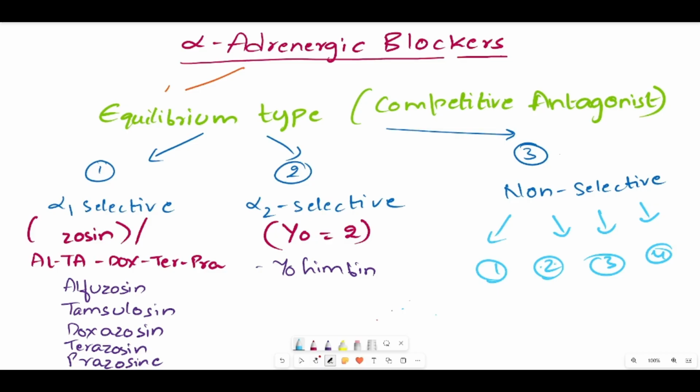The second class is alpha 2 selective. Just remember yo-him 2, which means the drug is yohimbine. Only a single drug in the alpha 2 selective one. And the third one, which is non-selective, is further divided into four different classes. Now, let's discuss all the four.